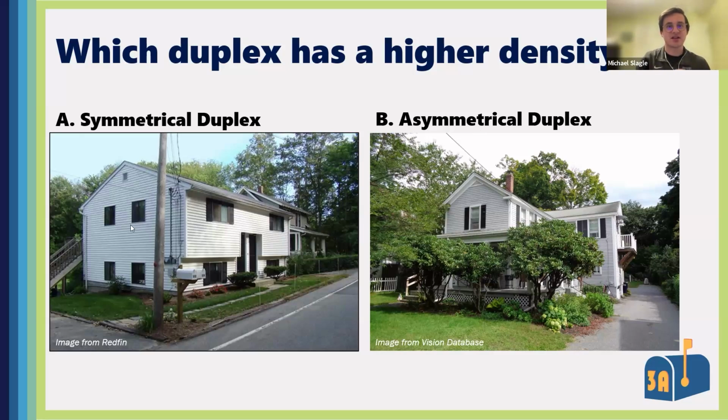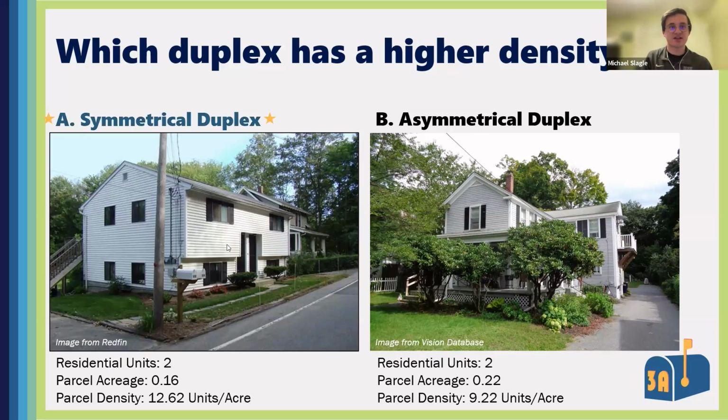And the answer for this one is option A, which is the symmetrical duplex. While they both have 2 units, the one on the left side, the symmetrical duplex, has a slightly smaller lot, giving it a slightly higher density than the other one.